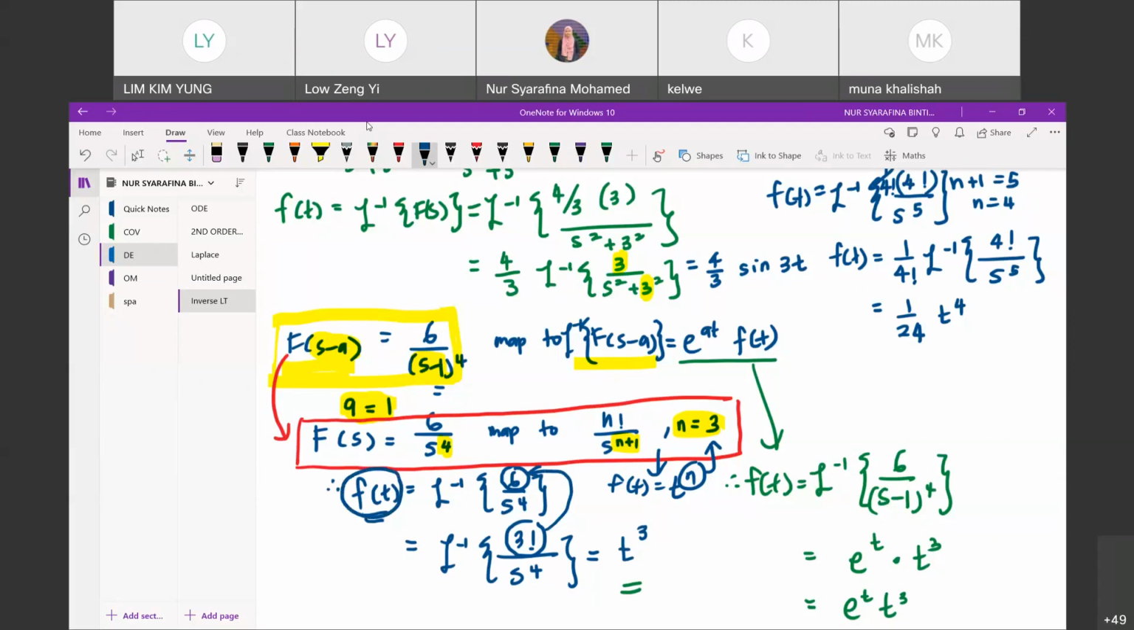Ft from this Fs. Okay, now you know that this is F(s minus a), and if you inverse F(s minus a), you will get e to the power of at times Ft. So you already have your a, and now you already have your Ft. So just substitute. In order to get ft, when you inverse transform 6 over (s minus 1) to the power of 4, it is e to the power of at times Ft, where a is 1 and Ft is t cubed. So this is how you obtain your ft. Clear or not?